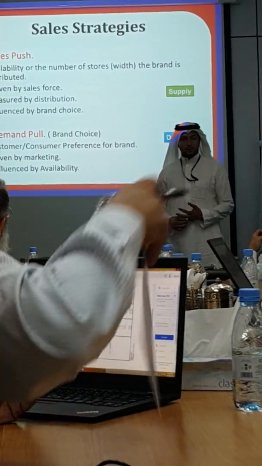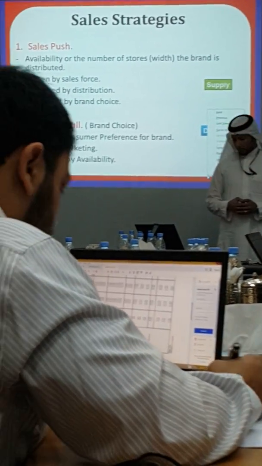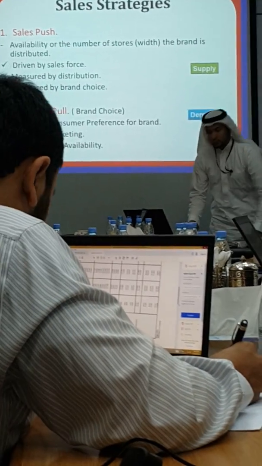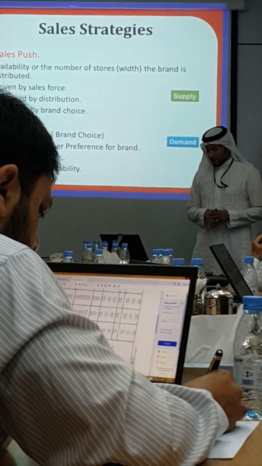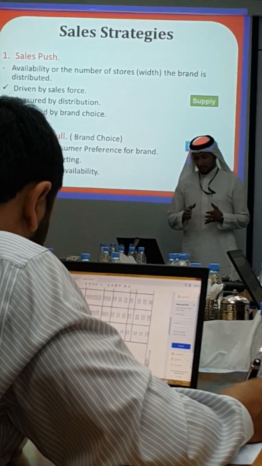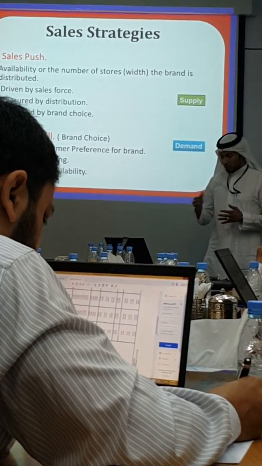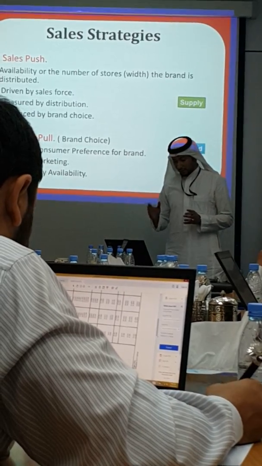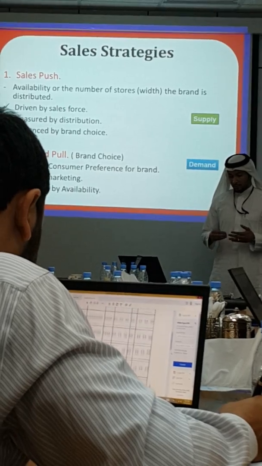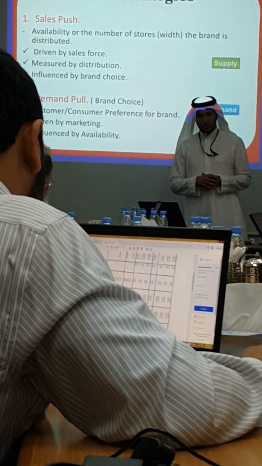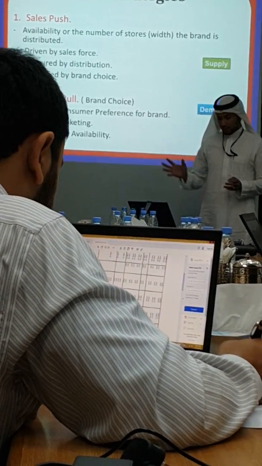Sales strategies. As you all know, we have 2 different sales strategies: one is sales push and the other one is demand pull. Sales push means the availability, or the number of stores that we have reached where our brands are distributed, driven by our sales force, measured by distribution and influenced by brand choice. Another term for this is supply.